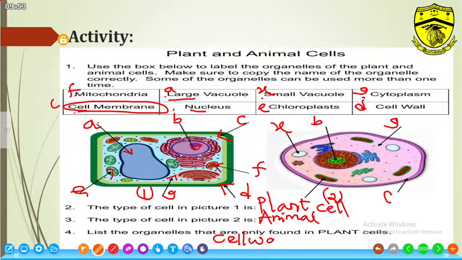The cell wall is also made of cellulose. Sometimes hemicellulose, pectin and lignin are also present in it. These constituents are present in it. Yeah, the cell wall. And the next one is the chloroplast.